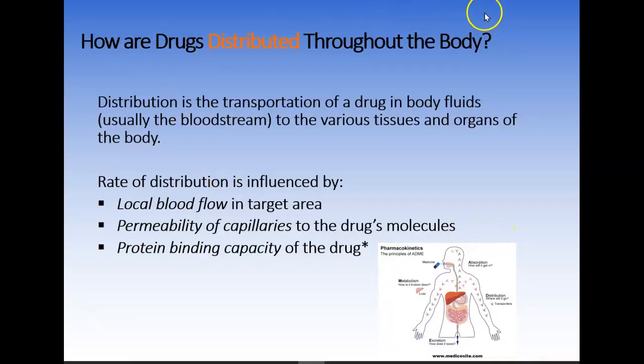How are drugs distributed throughout the body? Well, usually in the bloodstream, and it travels to various tissues and different organs in the body. The influence of this depends mostly on the local blood flow in the target area, what the capillaries are like compared to the drug molecules, so the permeability of the membranes, the size of the molecules, and then the protein binding capacity of the drug, and we're going to get into that.